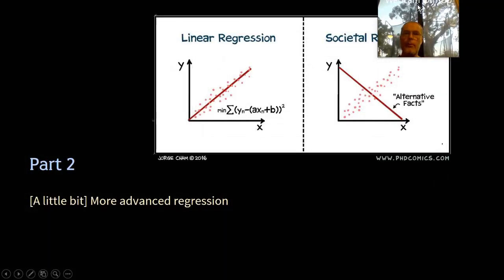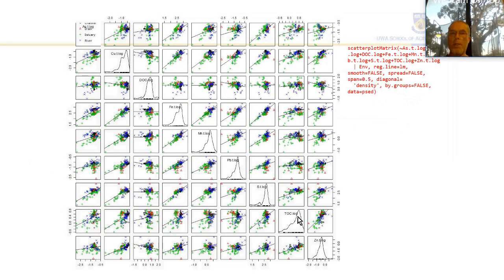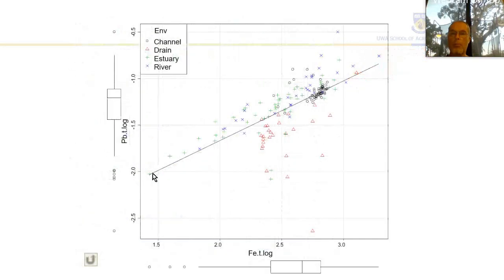Okay, getting a little bit more advanced, we can do different sorts of regression modeling. So let's have a look at the simple and more complex forms of that. One of the useful things about scatterplot matrices is that they allow us to generate ideas or hypotheses. So I'm just going to zoom in on one of the plots within this and have a look at the relationship between lead and iron. Okay, and here it is blowing up here.